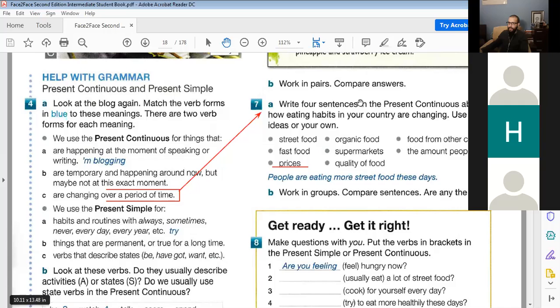Okay. So I'm going to just write them for you here for everyone, so they can help you. So you can use every year. This is good because it shows a change from year to year. More and more. It also shows a change. And the other one, these days. These are all useful time phrases for present continuous. Okay, go ahead. You can try.